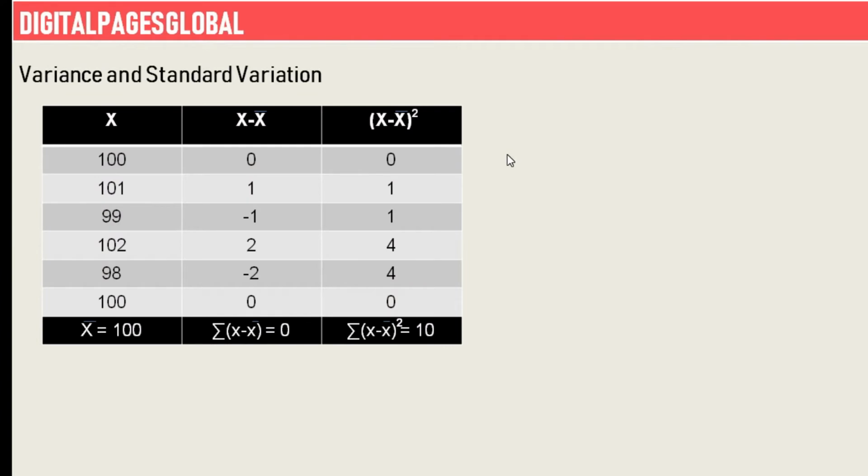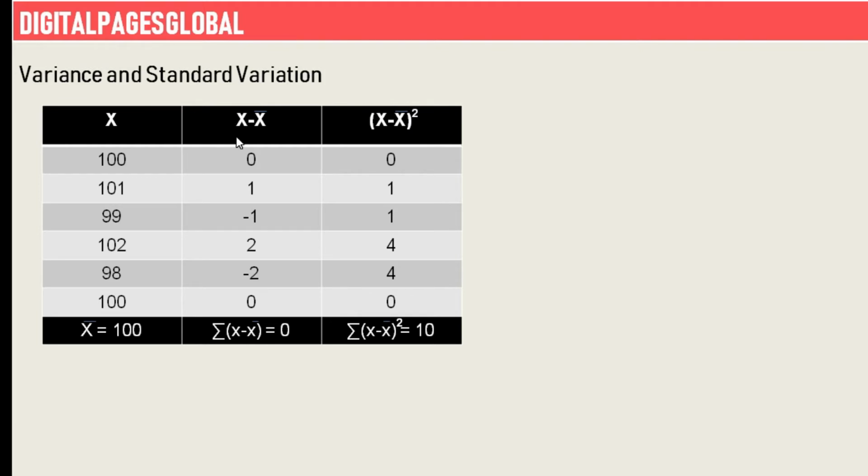Alright, so let's look at variance and standard deviation now. Let's start with variance. I have a set of values which is 100, 101, 99, 102, 98 and 100. If I take the average of these values, I am getting it as 100. So I am considering this as a sample, so my x bar is equal to 100.